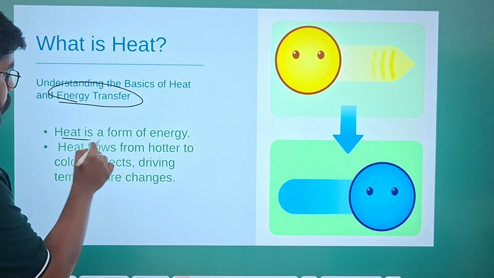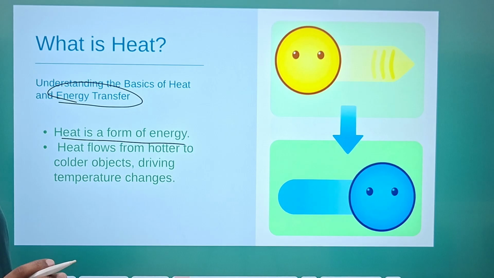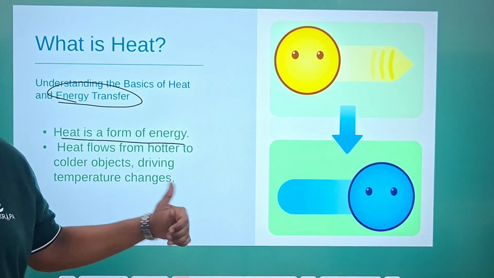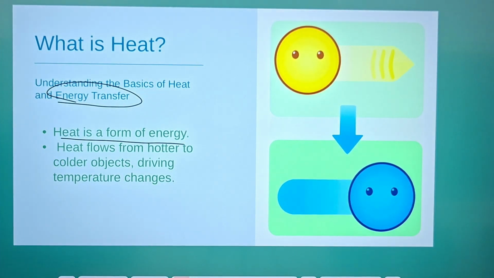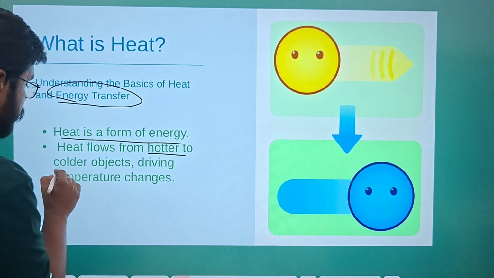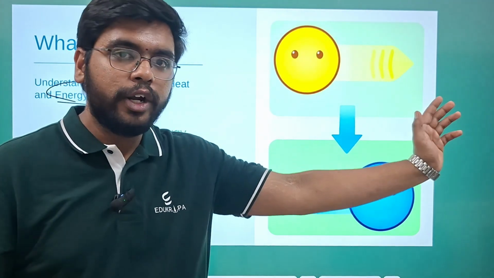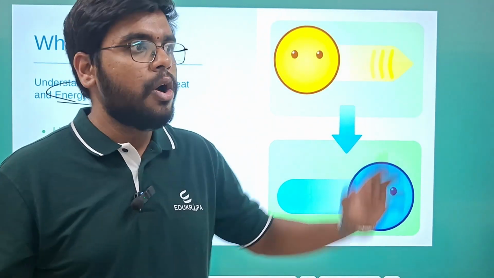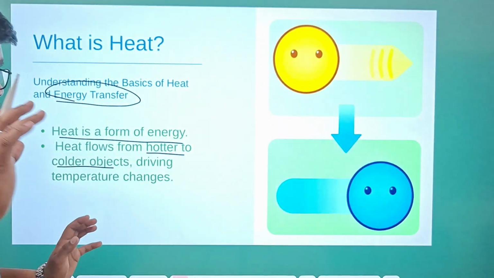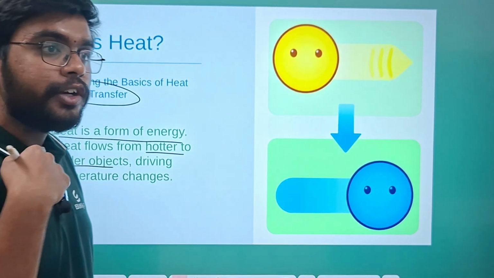Heat is basically a form of energy. Whenever a definition is asked, this should be the first statement. Heat is a form of energy. Heat always flows from hotter to colder objects. Heat always flows from the hotter end of an object to the colder end of an object, or from a hotter region to a colder region. This is the basic principle of how heat flows.